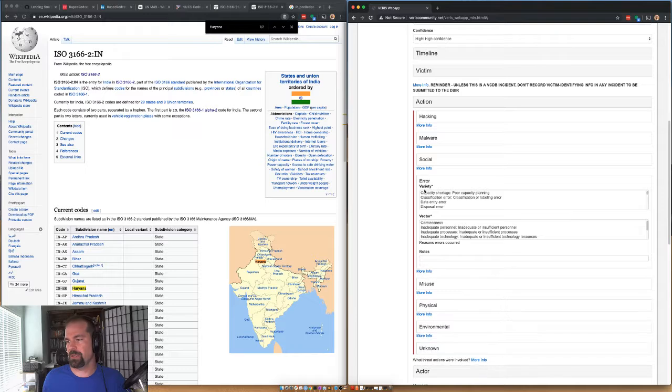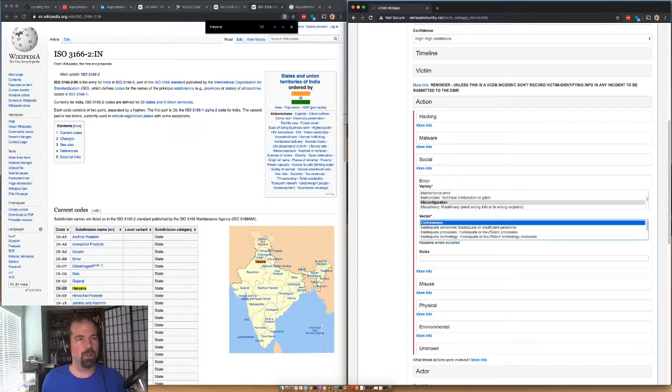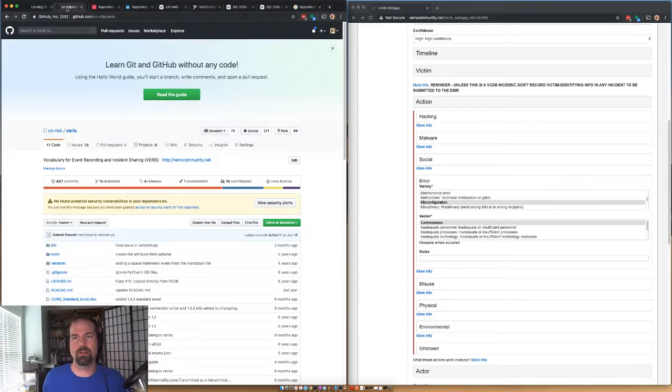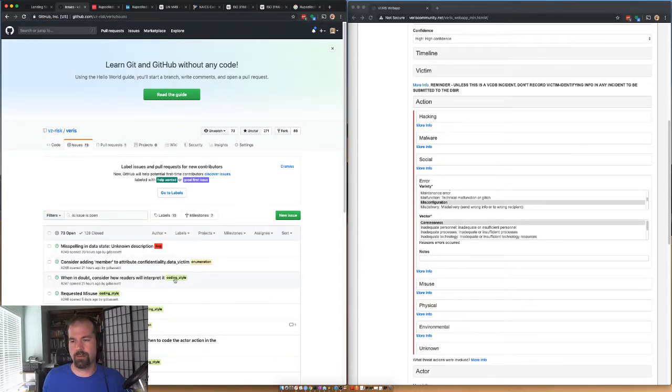The action is really easy. It is error, and then misconfiguration, carelessness, and this is a good point to talk about some of the schema, because I think that there is an actual definition for this. If we go and look at the VERIS repo, if you look in the issues, there are a lot of coding style issues.